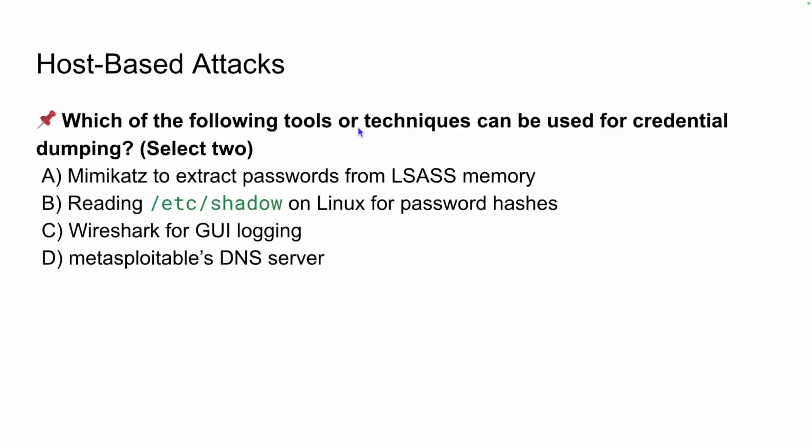Which of the following tools or techniques can be used for credential dumping? So what are the two tools? We have Mimikatz to extract passwords from LSASS. That's true. Reading /etc/shadow on Linux for password hashes, if it's available, yes, that's actually true. Inside of the /etc/shadow file are password hashes. But more often than not, they're not accessible. It's been blocked off. Permissions are denied for this. So this can technically actually be true. So I'm curious. Wireshark for GUI logging has nothing to do with this.